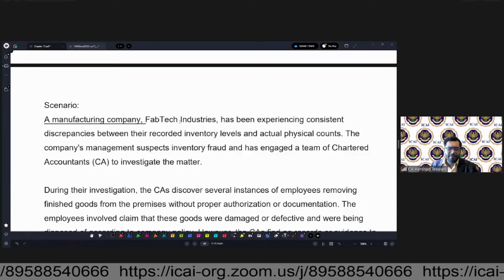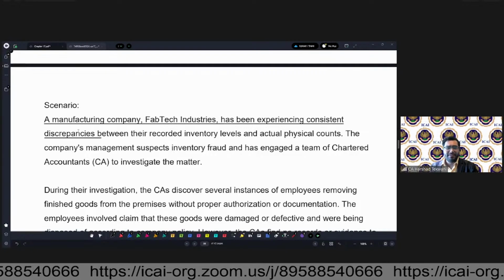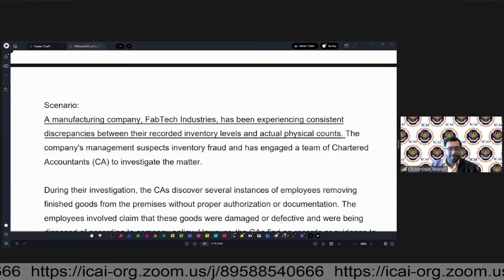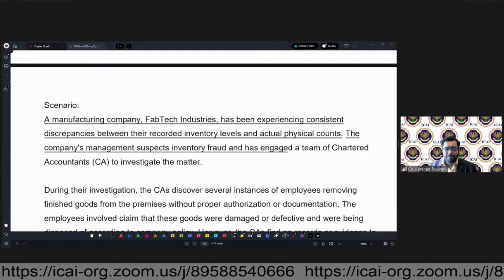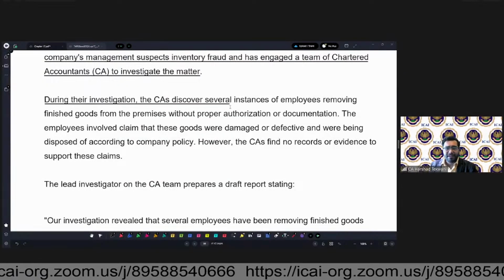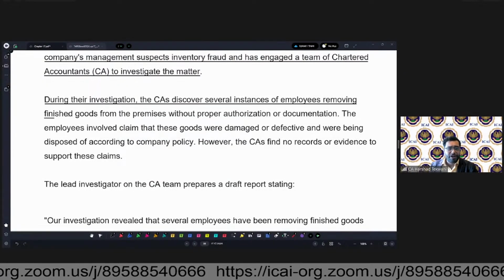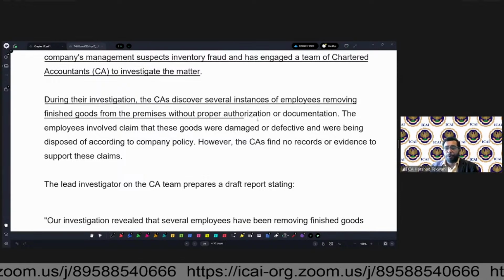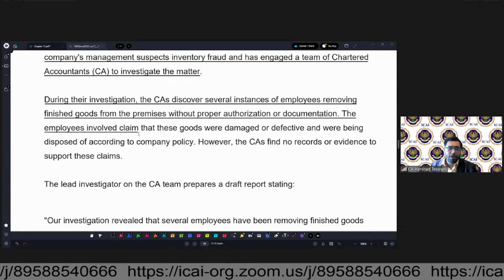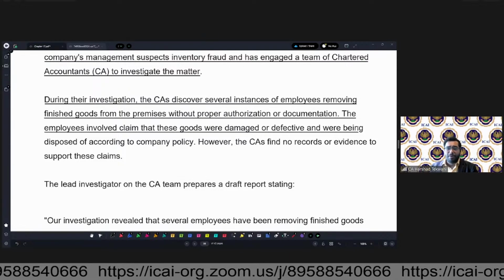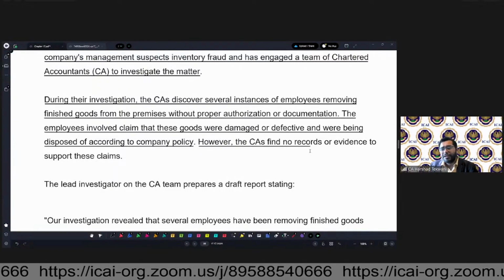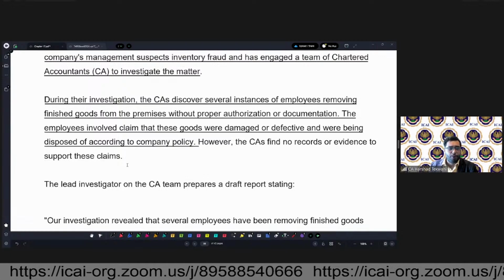A manufacturing company, Fabtech Industries, has been experiencing consistent discrepancies between their recorded inventory levels and actual physical count. The company's management suspects inventory fraud and has engaged a team of chartered accountants to investigate the matter. During their investigation, the CAs discovered several instances of employees removing finished goods from the premises without proper authorization or documentation. The employees involved claimed that these goods were damaged or defective and were being disposed of according to the company's policies. However, the CAs find no record or evidence to support these claims.